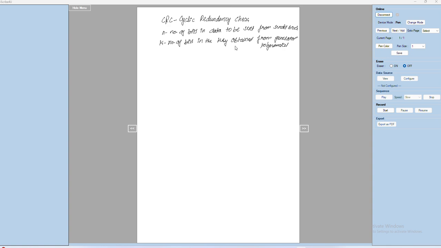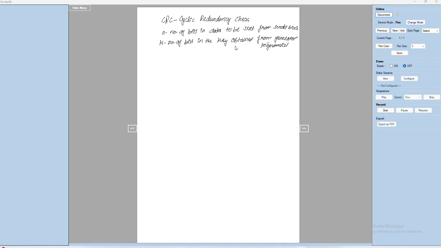Hello everyone, today we are going to discuss CRC. CRC stands for Cyclic Redundancy Check. This cyclic redundancy check is one of the error detection methods used in the data link layer. CRC is a method of detecting accidental changes or errors in the communication channel. CRC uses a generator polynomial which is available on both the sender and receiver side.